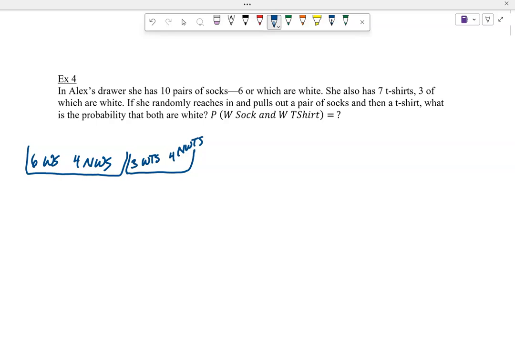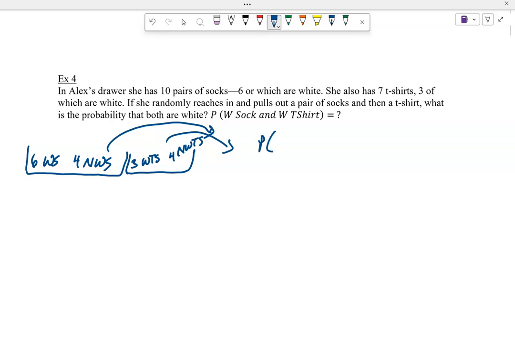Now, she's randomly pulling out a pair of socks and then a t-shirt. That's kind of why I did it separately, because I know I'm pulling a sock out. I know it's the same drawer. I know I have to pull a sock out, and then I know I have to pull out a t-shirt. So are these independent events? Yes, because I'm guaranteeing that I'm pulling a sock out and then a t-shirt. It's almost like they're in separate drawers. Because I have to be pulling a sock and I have to be pulling a t-shirt, or it doesn't count. So independent events here.